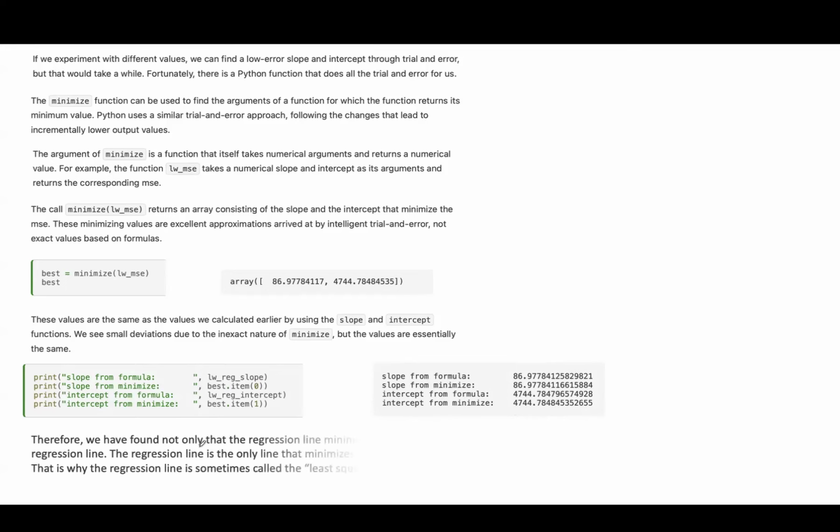Therefore, we have found not only that the regression line minimizes mean squared error, but also that minimizing mean squared error gives us the regression line. The regression line is the only line that minimizes mean squared error. That's why the regression line is sometimes also called the least squares line.